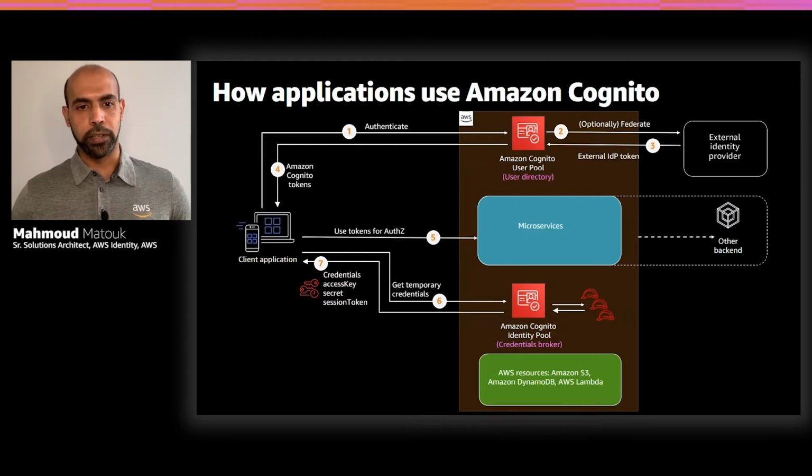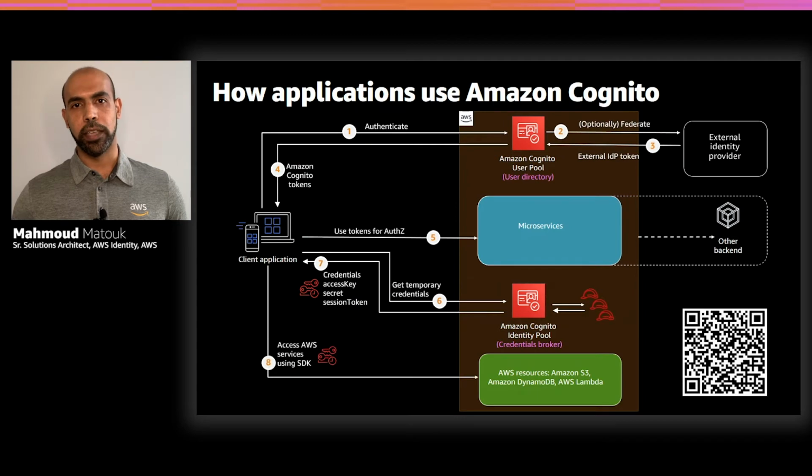The credentials returned are in the form of an access key ID, a secret, and a session token, and these are the form of credentials you need to use with the AWS SDK. So once your application gets a hold of these credentials, you can use them with the SDK. You can allow end users right from the client to access a wide range of AWS resources.